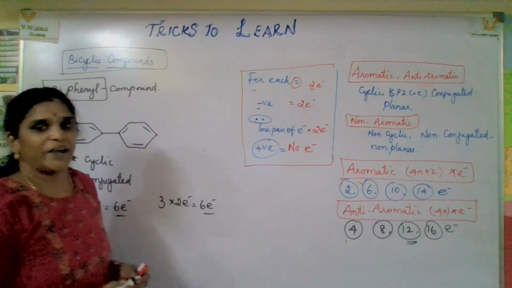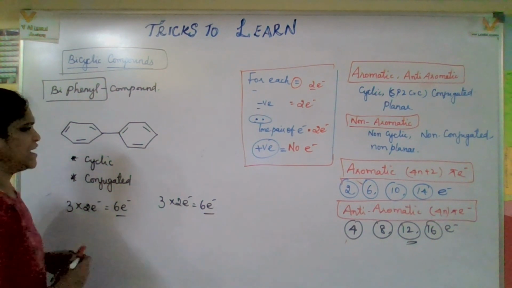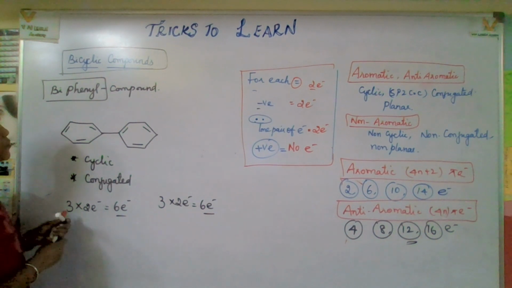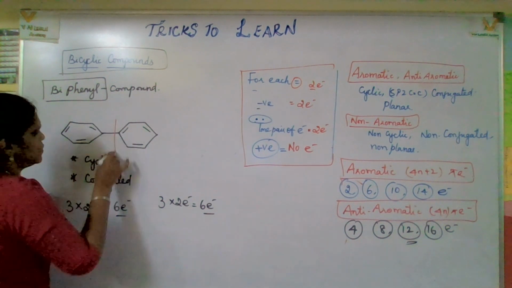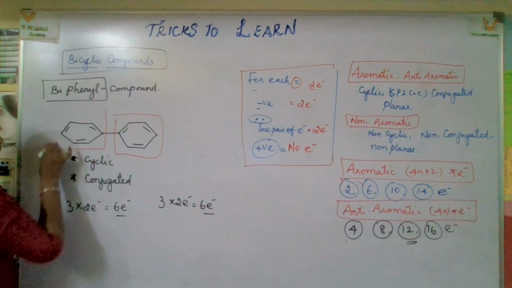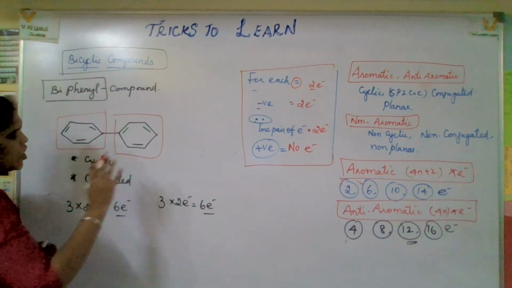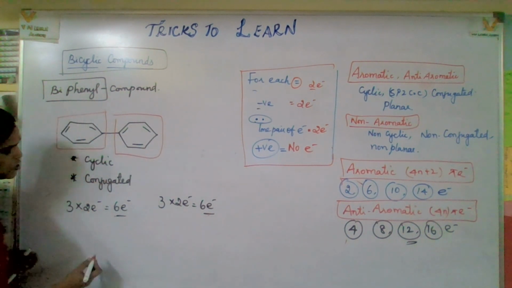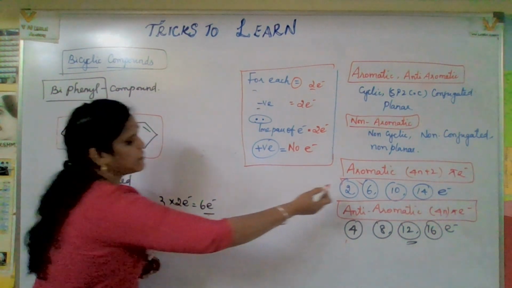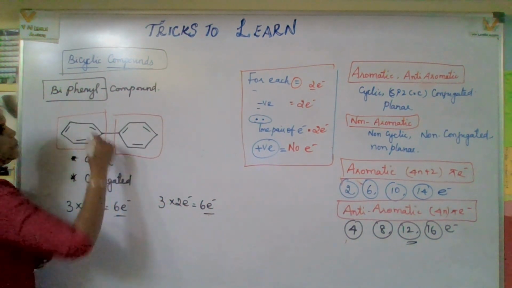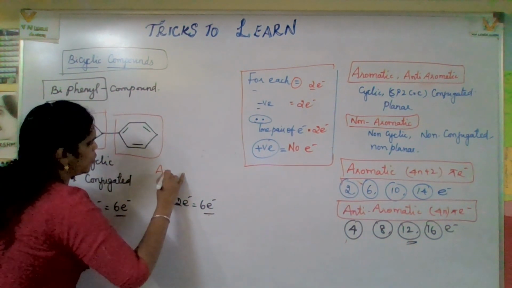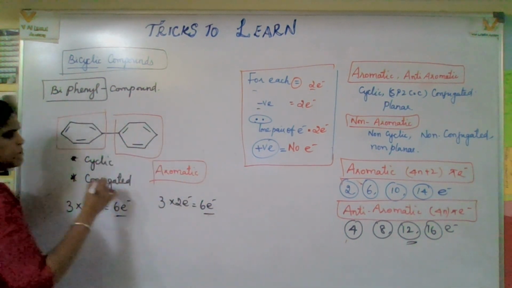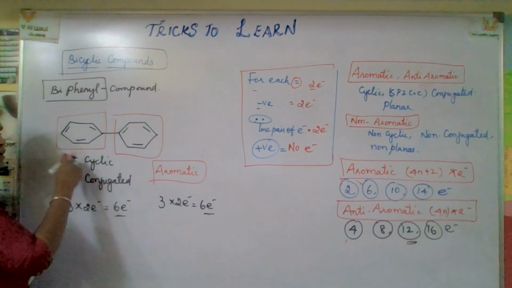You will say no, it's wrong. Why? Because each ring we consider as an individual part. This is one individual and this is one individual. So speaking individually, here 6 electrons and another one here 6 electrons. So automatically 6 electrons comes under aromatic. So this biphenyl group is aromatic. I hope you got a clear idea. This is exceptional.